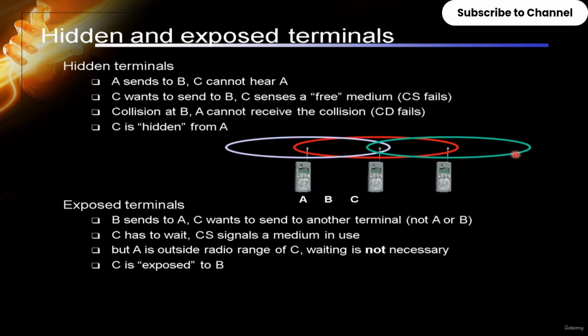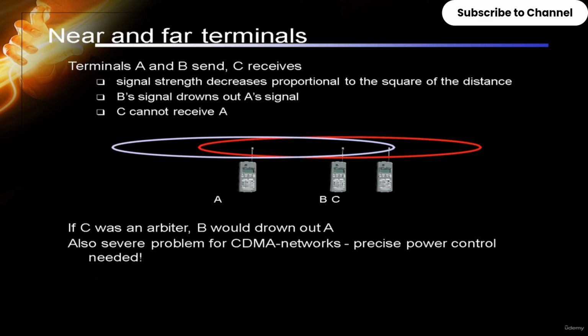Assume another station D is there and C wants to send to D, but since C identifies the medium as busy, C cannot send to D. So this is known as the exposed terminal problem.